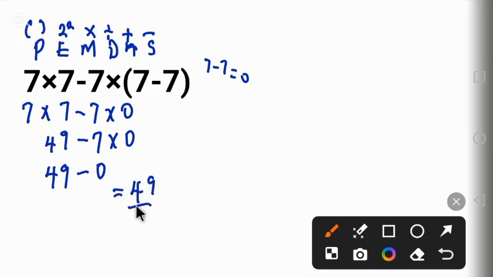This is the correct answer. As you can see, the answer is not 0, but it is 49. That is the importance of PEMDAS, because many people would have gotten different answers, but PEMDAS shows us the order of operation with which we are able to get the correct answer. I hope this is clear.